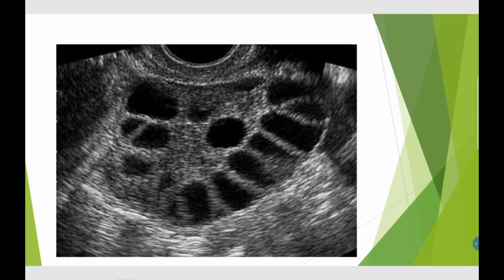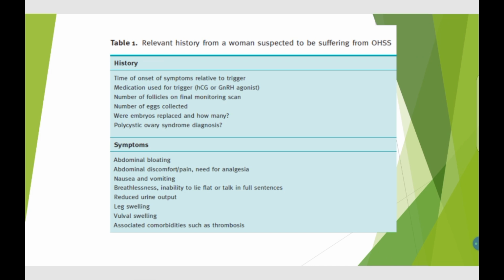There can be a picture MCQ also. So this figure, one should remember how the ovarian hyperstimulation looks on ultrasonography. Now let us come to what history we should ask from a woman who is suspected to have OHSS.